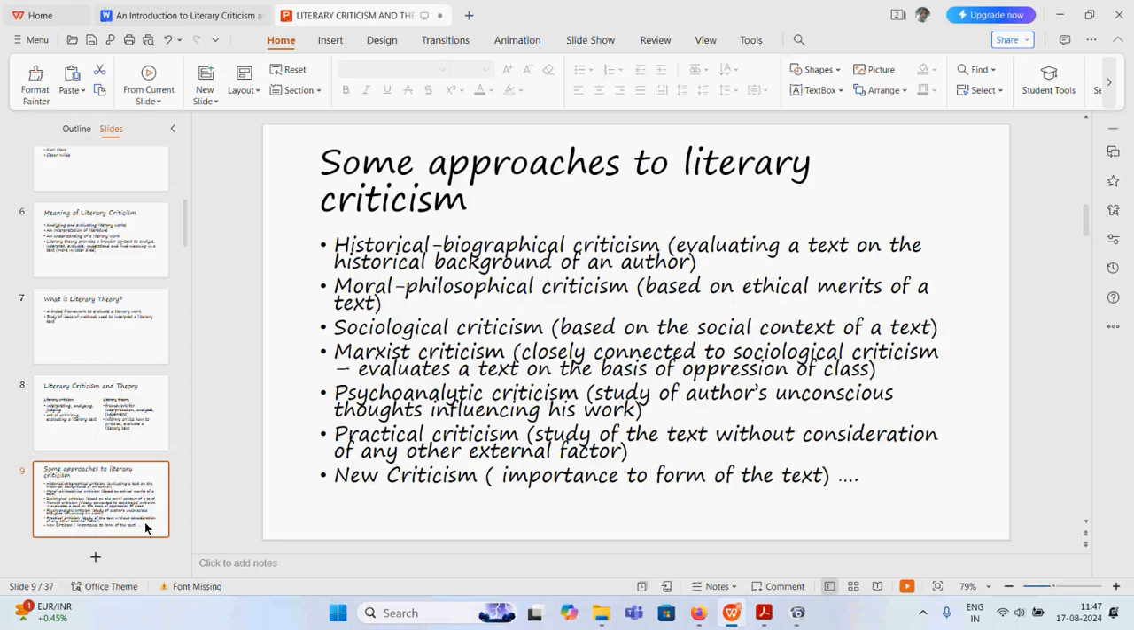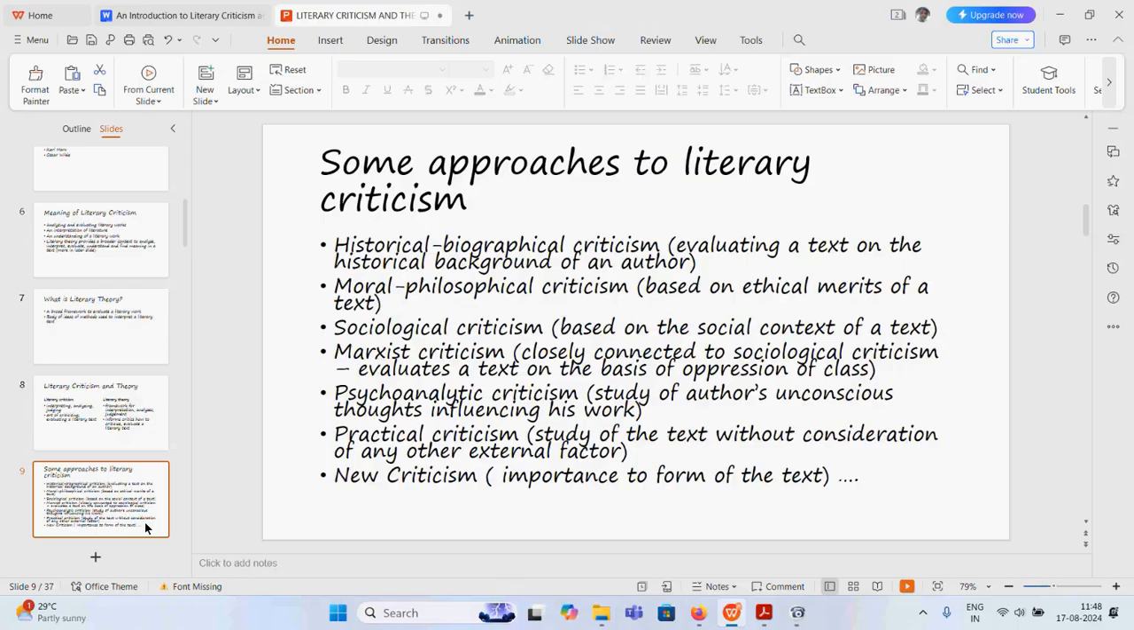Marxist criticism, on the other hand, is very closely related to sociological criticism. It evaluates, but this is the difference here, it evaluates a text on the basis of oppression of class. Sociological criticism need not talk about oppression. Marxist criticism talks about the class imbalance in society. It talks about the oppression of the underprivileged section. It talks about the politics of power.